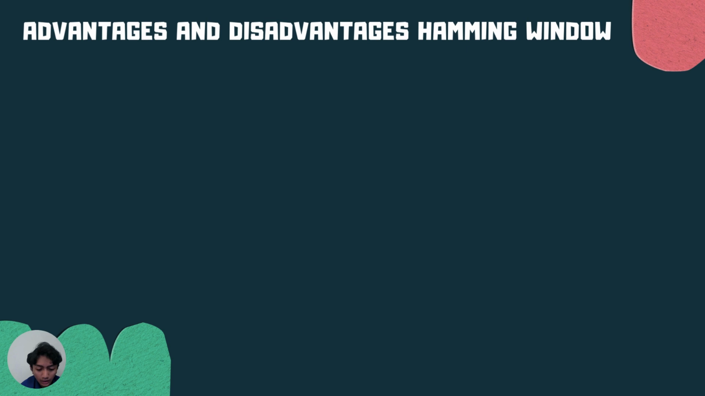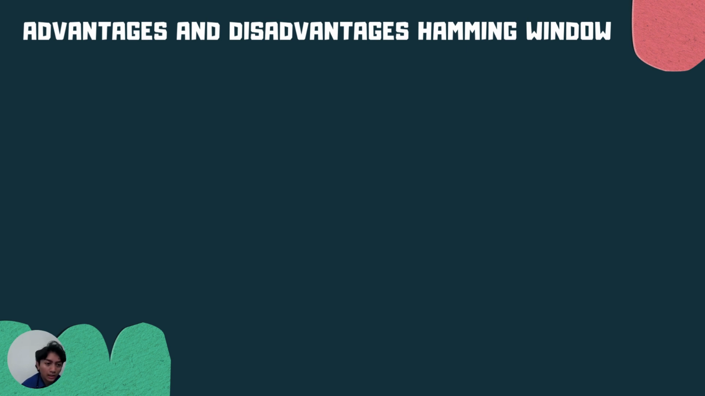Secondly, the high side lobe level. Energy in the side lobe can mask smaller signals near the main lobe. Thirdly, it is not suitable for sensitive applications. Poor performance for filter design. FFT analysis and audio processing can be incorrect if applied improperly.